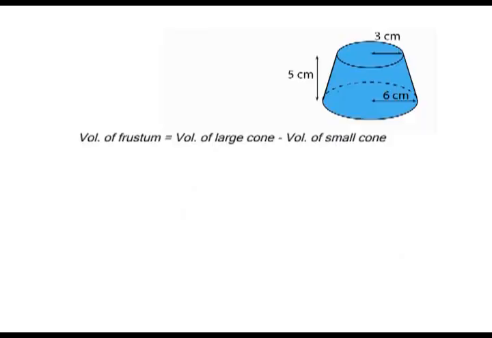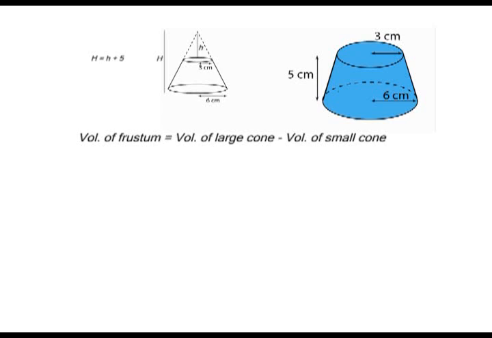Let's take an example. Find the volume of this solid. Before cutting off, this was the original cone. We give the height of the smaller cone h small and the entire cone h capital. Notice that h capital is equal to h small plus 5.